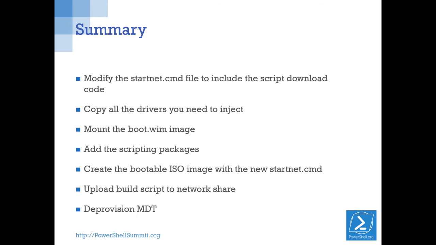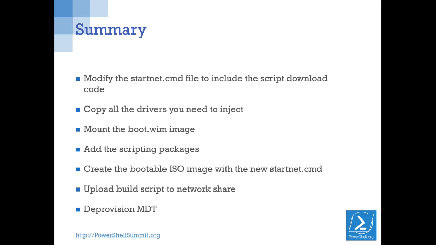You need to add the scripting packages, which is just another command like add Windows package to the image. You just give it a file location, and it adds them in there, and you need to do it in a specific order. That's pretty easy to do. So you install the .NET 4.5 part, then you install scripting, and then PowerShell, and a couple of others, the DISM package, and I think the database one as well, because it needs to be able to connect to the database for it to work. So that's it. And then you create the bootable ISO image.